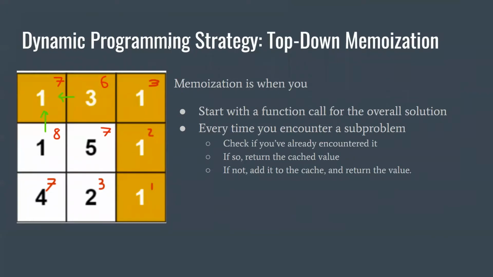A different dynamic programming strategy, which I didn't go over in detail or implement in code, is top down. It's called memoization. That's when you start with a function call for the overall solution and you do it recursively. But every time you encounter a subproblem, for example this right subproblem here, you check if you've already encountered it before. If so, just return the memoized value. And if not, add it to memory and then return that value. This is going to give you the same answer, but it potentially saves some work in cases of dynamic programming problems where not all of the subproblems are invoked for every overall problem.